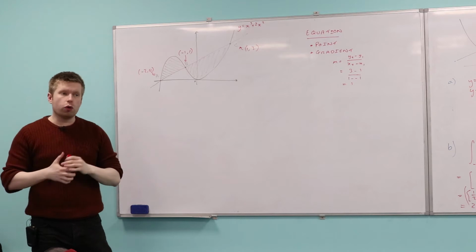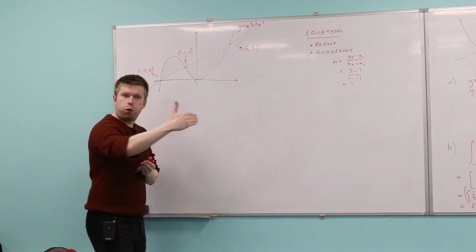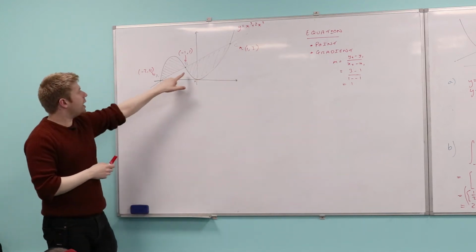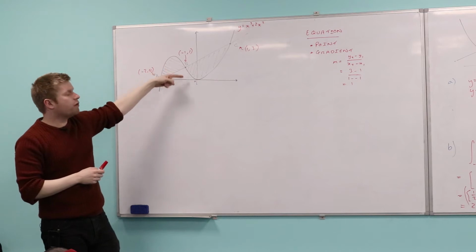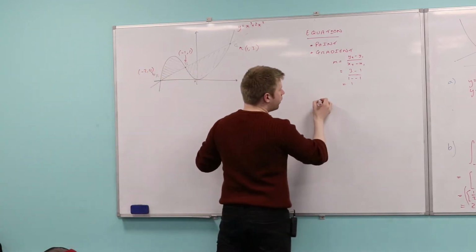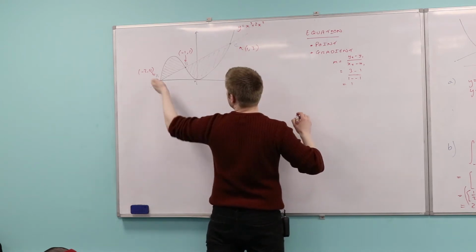Of course, you could also remember the definition of gradient. Every time you move across by 1 in that direction, it's how many you move up or down by. So have a look. From A to B, we're moving across by 1 and we've moved up by 1, so the gradient has to be 1. Therefore, to find the equation of the line, I'm just going to use the point negative 2, 0.